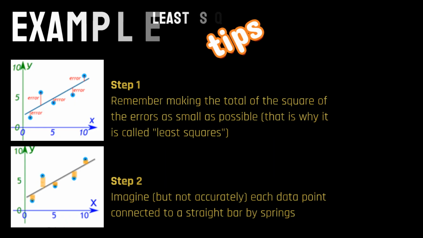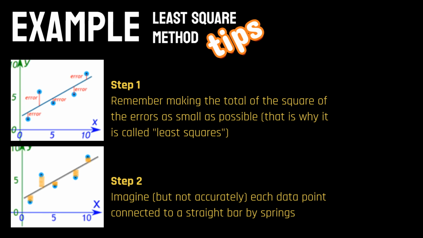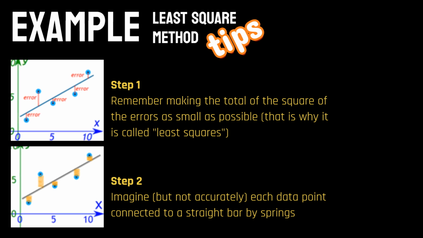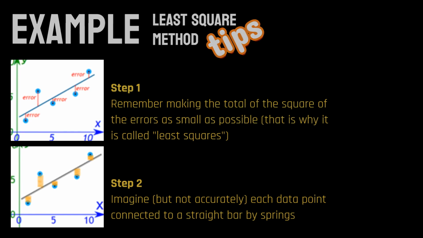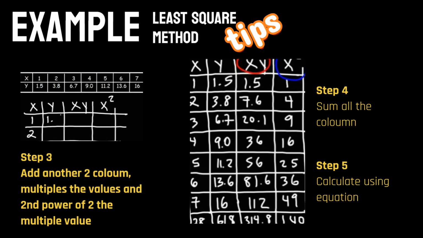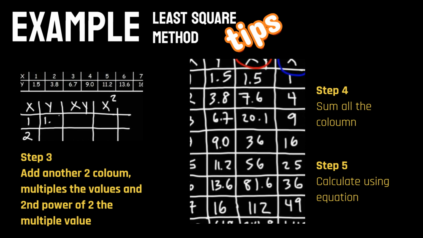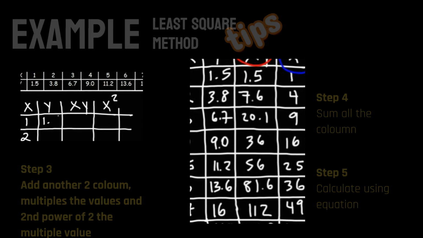Here are some tips before you start doing the least squares method. Make sure you make the total error as small as you can. Imagine each data point connected to the line like a spring. Add multiply and power of 2 columns for the data given. Sum it and then you can start to calculate.